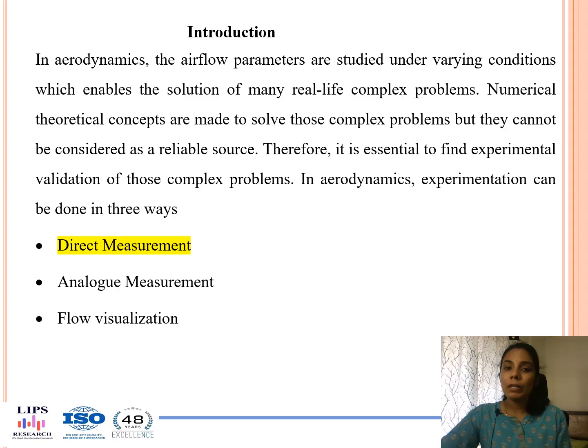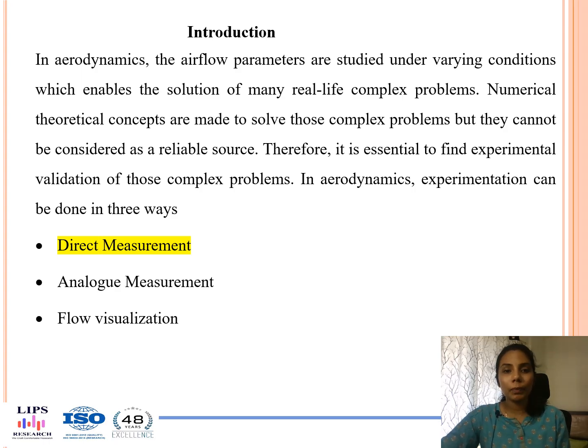Therefore, experimental validation becomes essential. It helps us verify whether our theoretical predictions are accurate and applicable in real conditions. In aerodynamics, experiments are generally carried out using three main methods or approaches. The first approach is direct measurement.